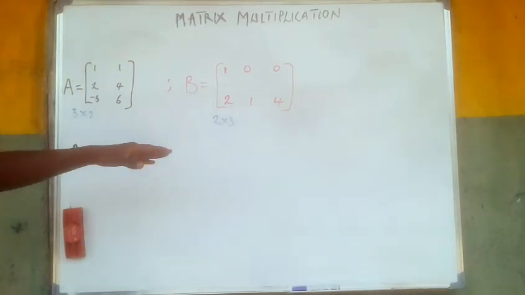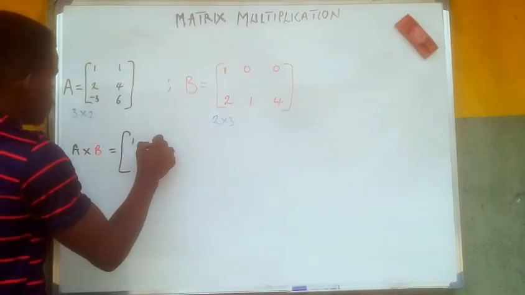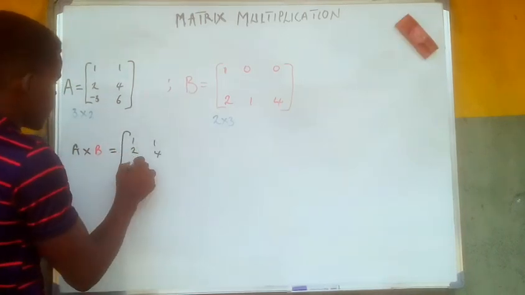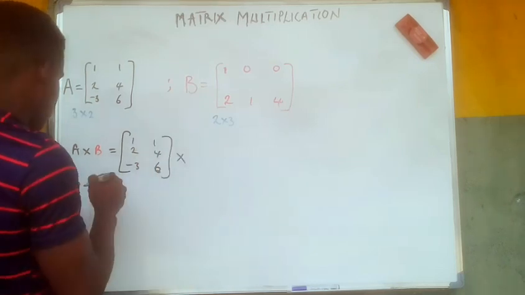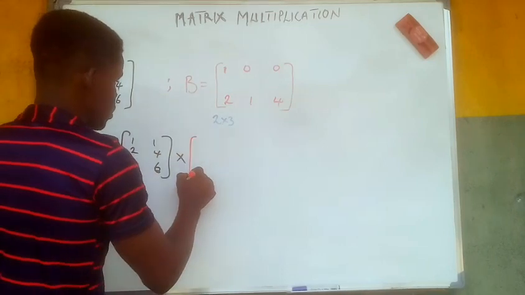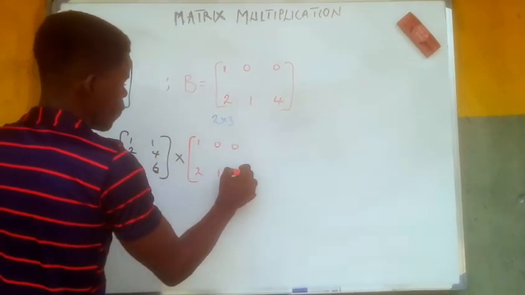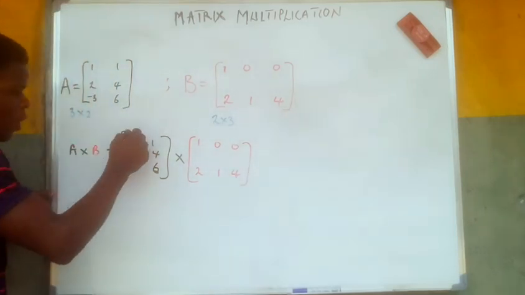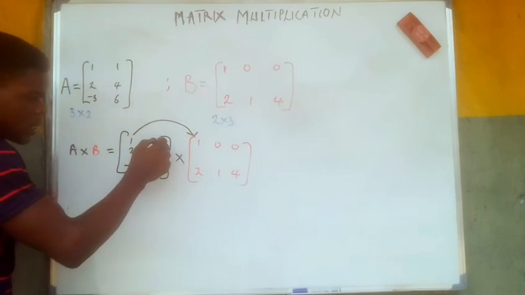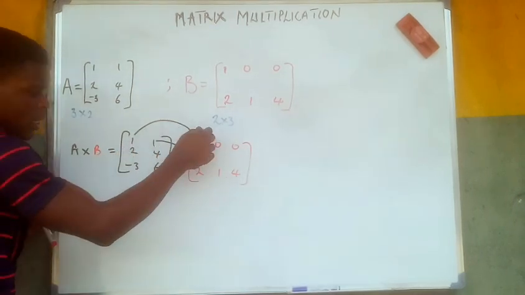So we are going to stop. We're just going to use this. We're not going to go further. First, for simplicity, we have 1, 1, 2, 4, negative 3, and 6. Okay, we go ahead and multiply by this right here, 1, 0, 0, 2, 1, 4. Great. Now we are going to follow a pattern. We say first, second, second. So we move on like that.